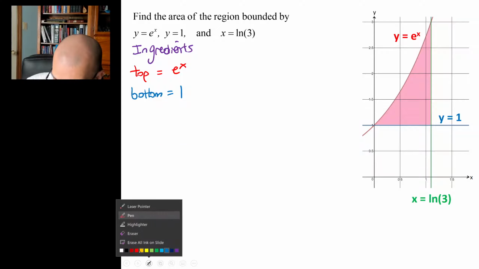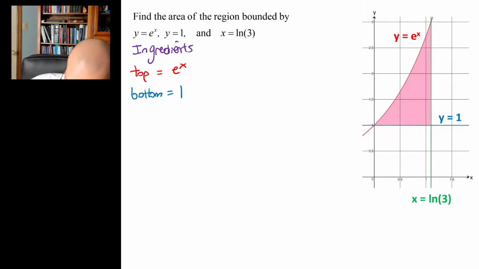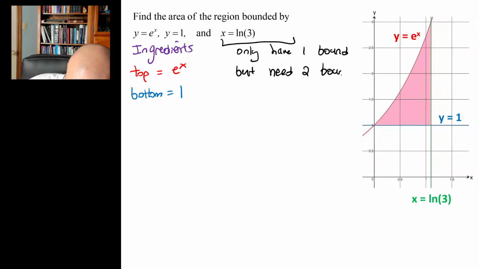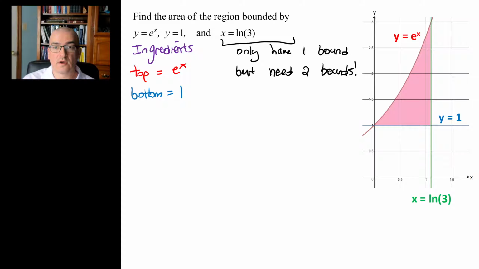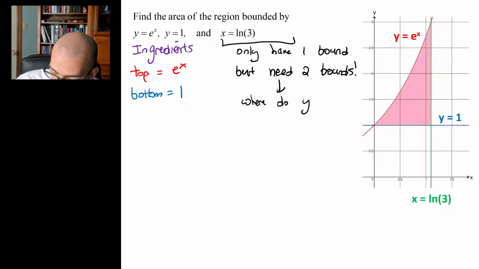But the bounds are a problem. Only have one bound. We need two bounds. So we have to either use the picture or use some algebra. I'm going to use some algebra and show that it matches with the picture. We're going to check for where these functions cross. Where do y is equal to e to the x and y equals 1 intersect?